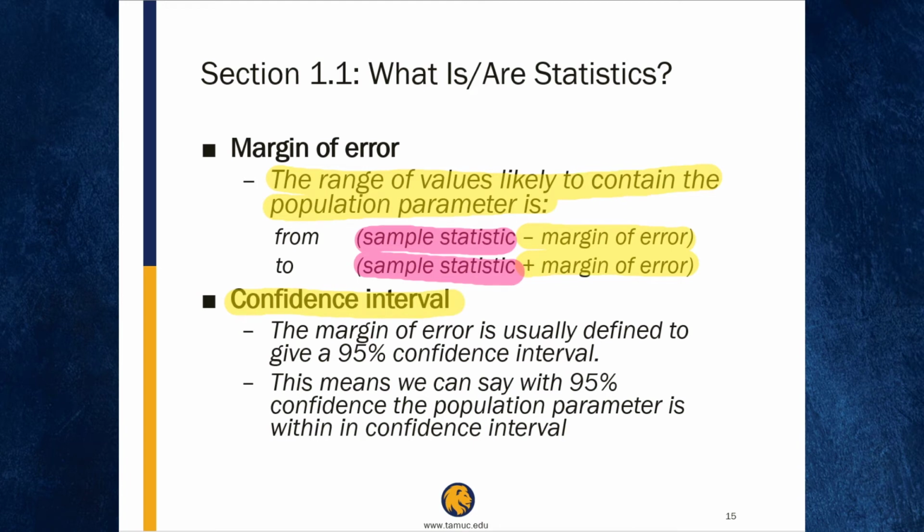And the confidence interval means that we're 95% confident that the true population parameter falls between these two numbers within this range. So this means we can say with 95% confidence the population parameter is within the confidence interval.